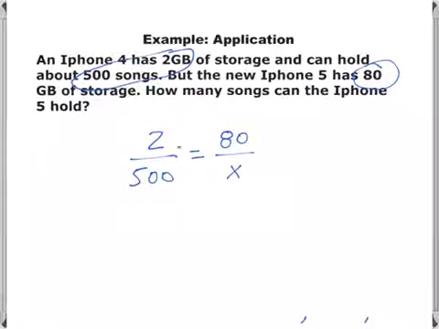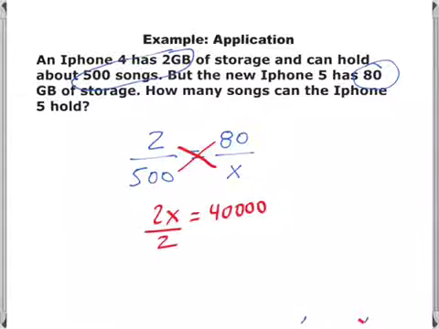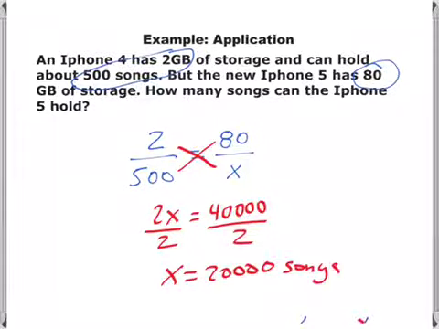So I'm going to first take 2 times x, I get 2x. Then I'm going to take 500 times 80, and I get 40,000. So my next step is to solve for x. I'm going to divide by 2, and I'm going to get that the iPhone 5 can hold around 20,000 songs.